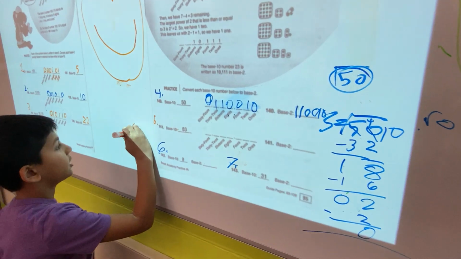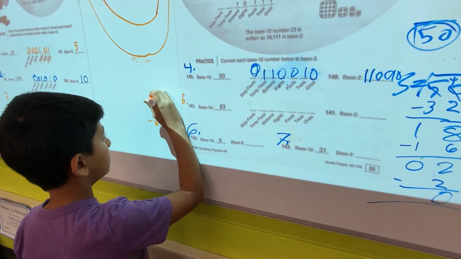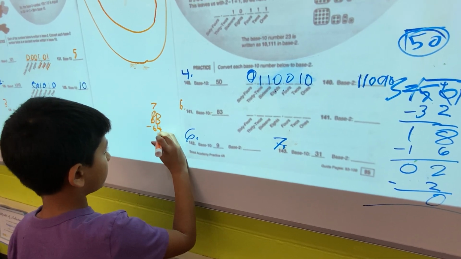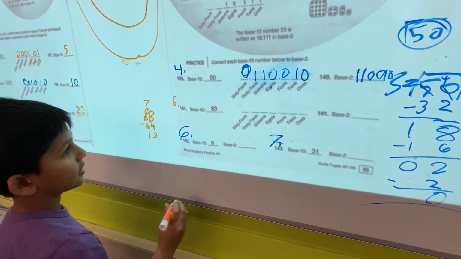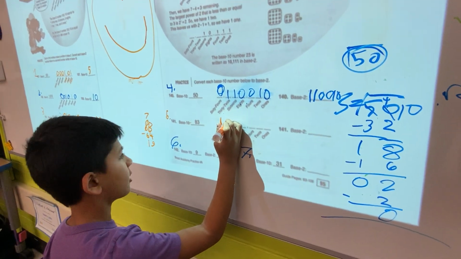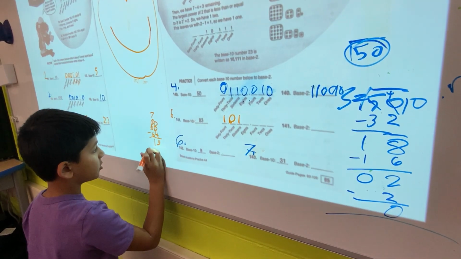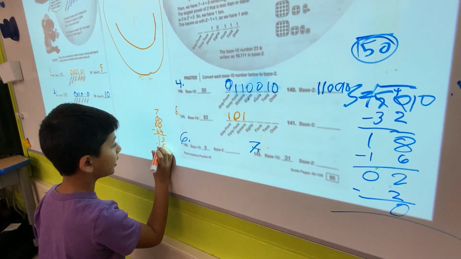64 can go into 83. So let's do 83 minus 64. That's 19. So we put 1 sixty-four. 32 can't go into 19. 16 can, so we would do 19 minus 16, which is 3.